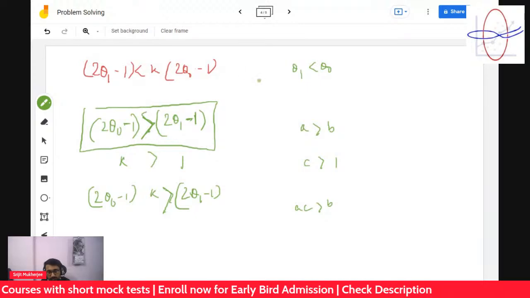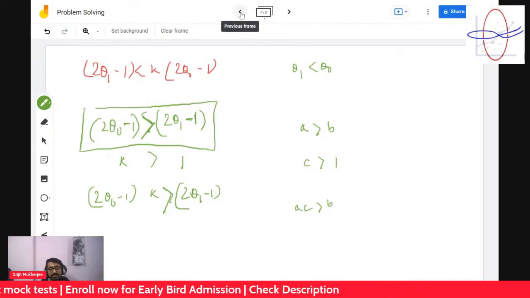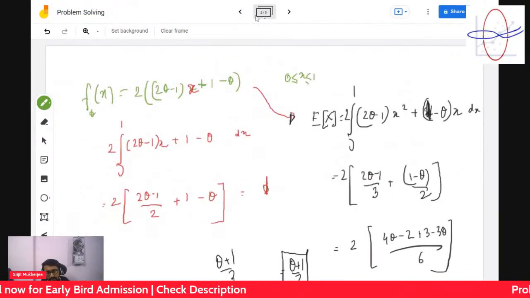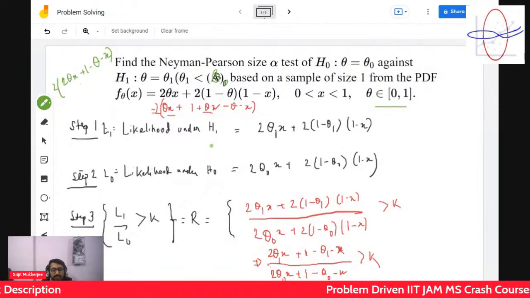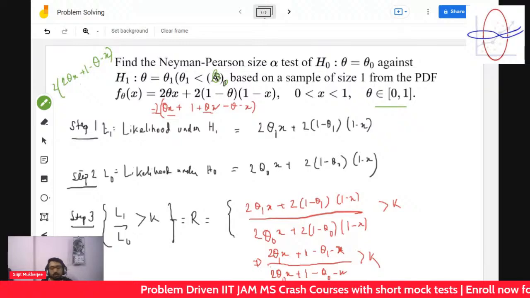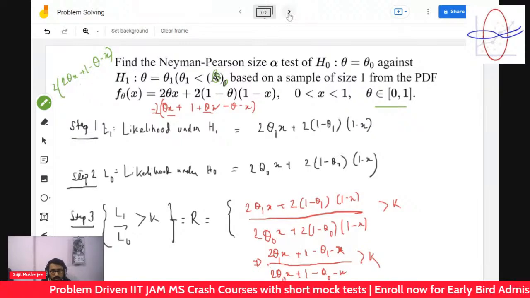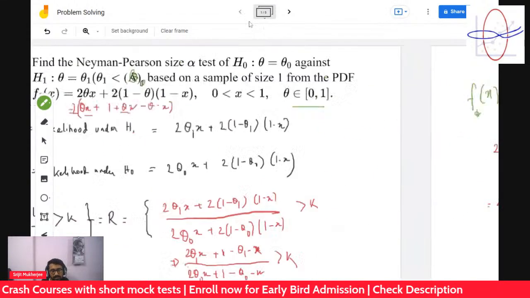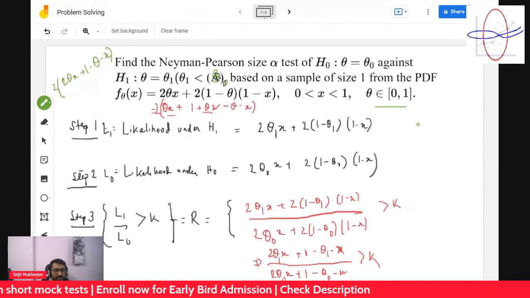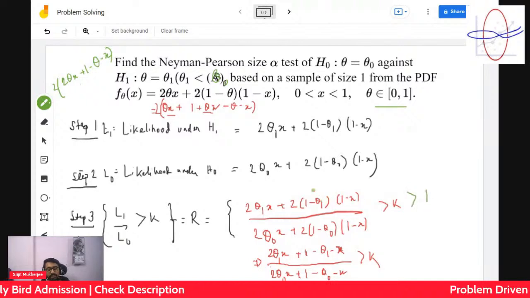I'm not telling anything hard. And why is k greater than 1? That's what the intuition is. If k is not greater than 1, then k must be less than 1. That means the likelihood of H naught is more than the likelihood of H1, which is not true. So k must be greater than 1 because we are rejecting. That's the basic idea. Otherwise, we will not reject it, right?